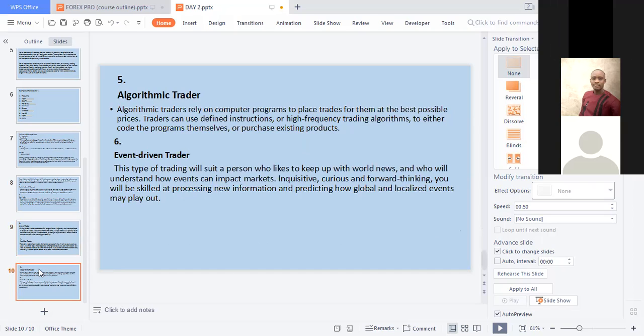Algorithmic traders are traders that design software to trade. Now, I am a software engineer by the grace of God, and I am designing a robot right now. Now, what is an expert advisor? An expert advisor is a script that runs continuously. No, it's not just a script. It's simply a combination of scripts that runs continuously.